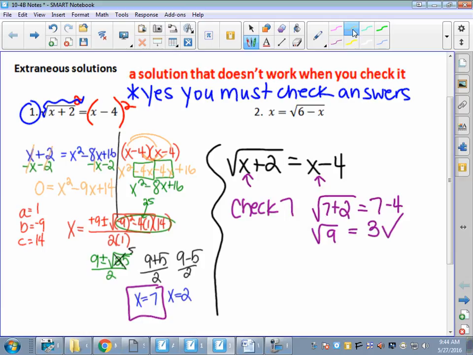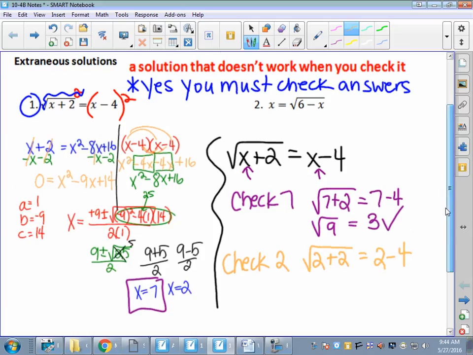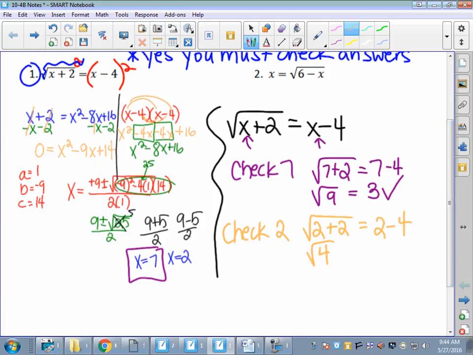Let's check 2. And I usually write down what I'm checking just so that I can go back and figure out what the heck I was doing. So I'm going to put a 2 in wherever I see an x. So 2 plus 2 underneath the square root equals 2 minus 4. Well, square root of 4 equals negative 2. Do you agree? I don't. That looks like a junk answer, right? We don't like that one. That's not true. So 2 is not a true statement because it didn't check when you did the work. So in other words, 2 is an extraneous solution.